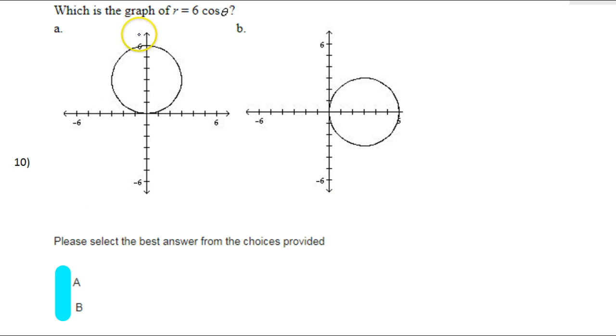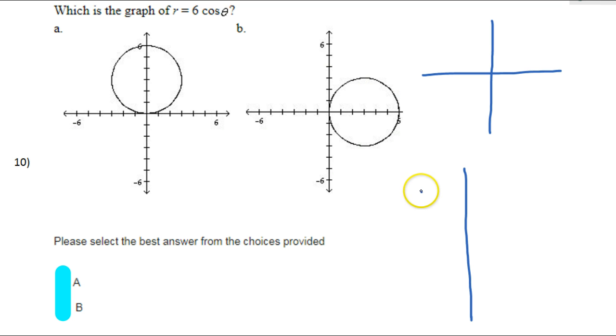Which is the graph of r equals 6 cosine theta? So I say let's make our own little graph and then just see which one it is. The way we can make a graph is by doing a table of values. We'll make a table of values for several values of theta, and then we'll get the corresponding values of r, of course using the equation that they gave us.